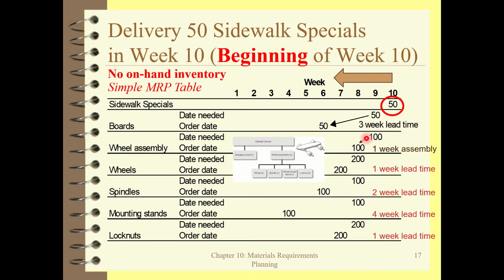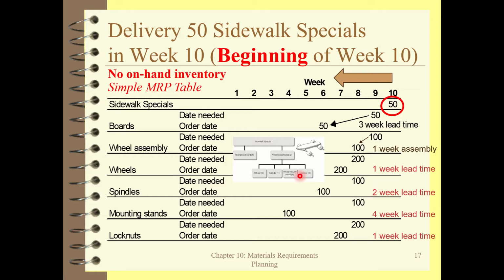And wheel assembly, you need 100 here. It needs 1 week of assembly, so everything must be ready here. So this is 100. But for wheel assembly, you need 4 items: wheel, spindle, mouse stand, and lock nuts. Right? The 4 items are supposed to be ready at the beginning of week 8 in order to assemble together, to get the wheel assembly at the beginning of week 9, because it takes 1 week of production or 1 week of assembly. Because the relationship between wheel assembly and wheel is 1 to 2, this is 100, this is 200, 100, this is 1 to 1, right? 1 to 1, and 1 to 2 for lock nuts.